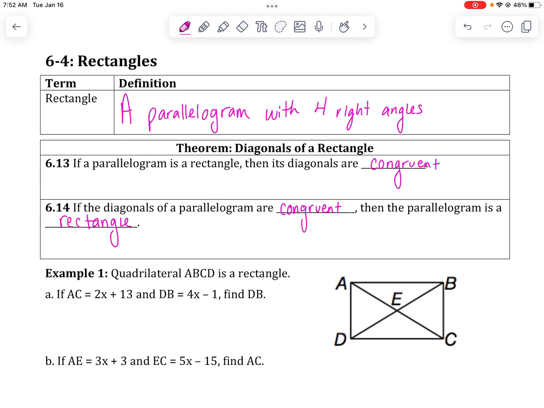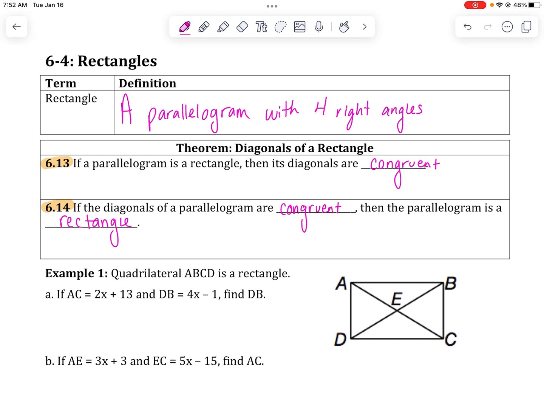6.4, so I've got a few definitions there just to start off, that a rectangle is just a parallelogram with four right angles. So the opposite sides are still parallel, the opposite sides are still congruent, the diagonals still bisect each other, the consecutive angles are still supplementary. Those properties still apply. But we have a new set of properties here where if you have a rectangle, the new property is that those diagonals not only bisect each other, but they're now congruent.